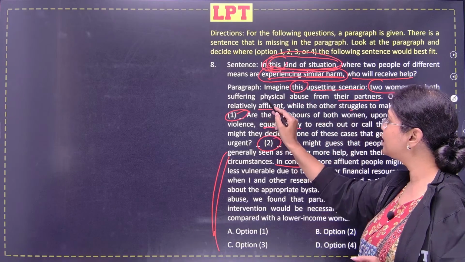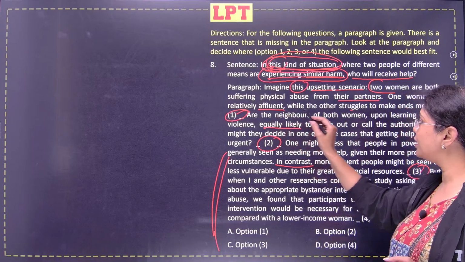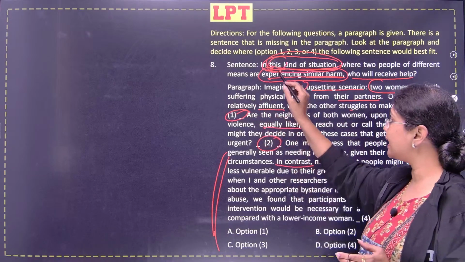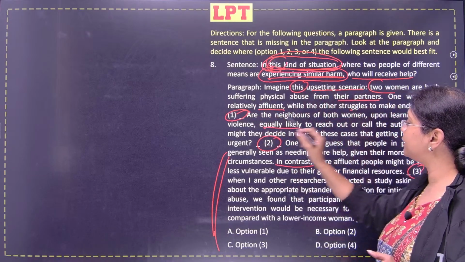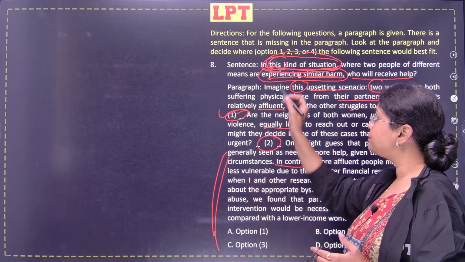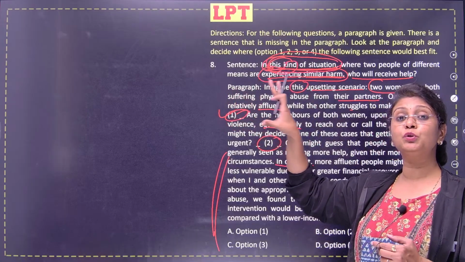So here it says physical abuse from their partners. One woman is relatively affluent while the other struggles to make ends meet. And here if you put it this way and say, in this kind of situation where two people, so you do find a reference in the previous sentence. And because it says in this kind of situation, this particular blank totally fits in.